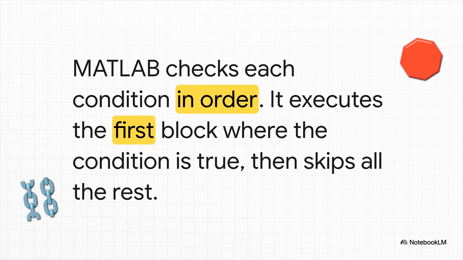Now, here's the absolute number 1 rule you have to remember about this. Matlab is lazy in a smart way. It checks these conditions strictly in order, from top to bottom. The very instant it finds one that's true, it runs that code and then it completely bails on the rest of the chain. It doesn't even look at the other conditions.